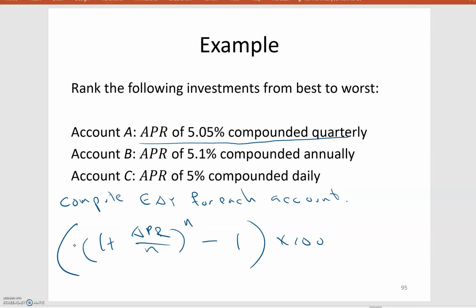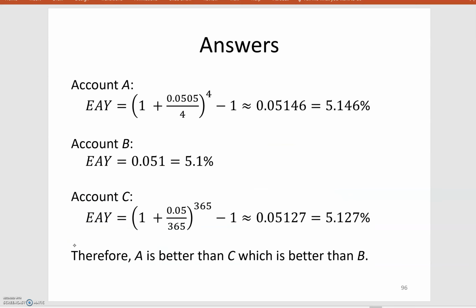So let's look at the first one. It's 5.05% compounded quarterly. So 5.05%, that's 0.0505. We divide that by 4, add 1 to it, raise it to the fourth power, subtract 1, and then that is our actual R value. Now, and then you do that. Basically, we just do this 2 more times for these other accounts.